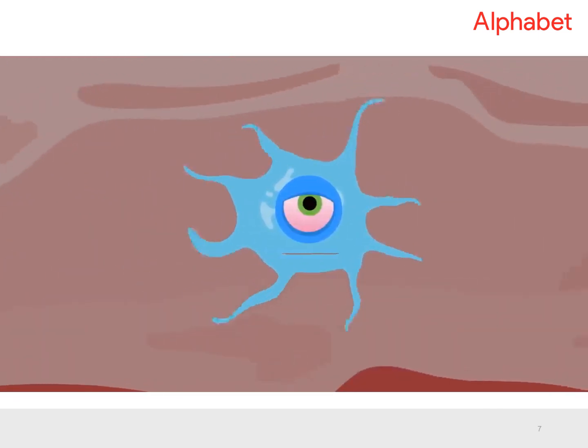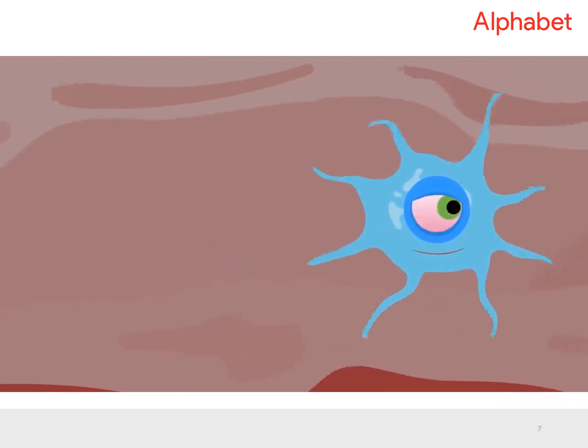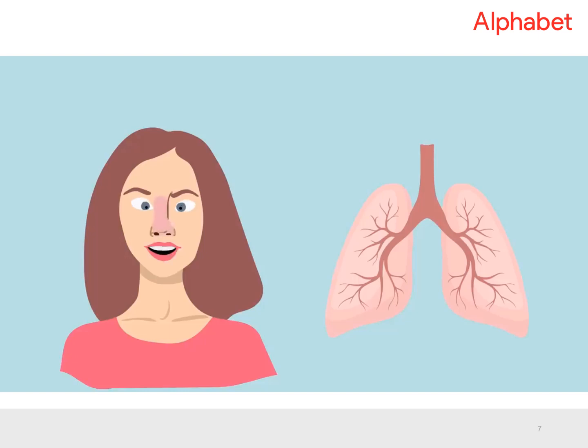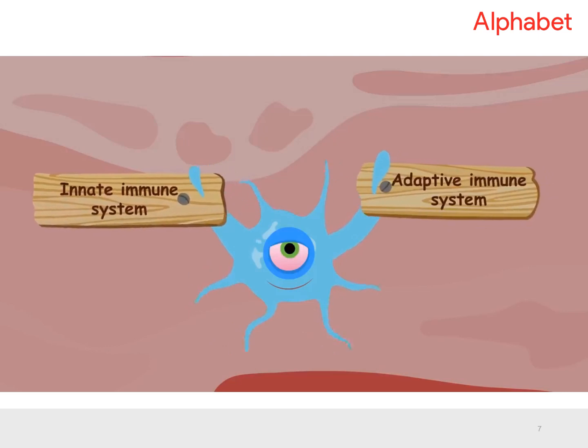The last cells of our innate immune system are the dendritic cells. These are found in places that come in contact with the outside environment, such as the nose and lungs. They are the link between our innate and adaptive immune system.